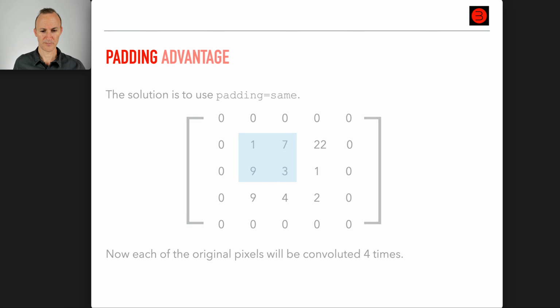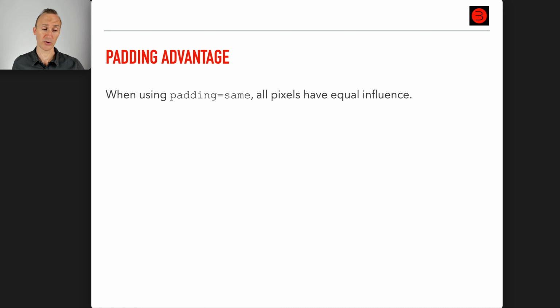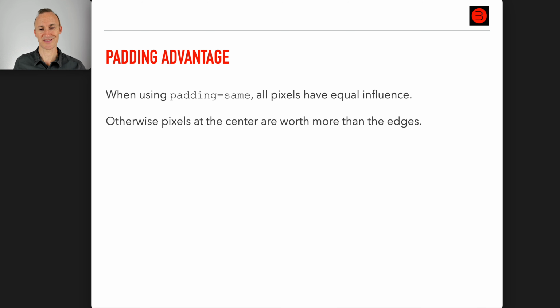Okay? So what's the padding advantage? Well, when using padding equals same, all pixels have equal influence. Relatively speaking, I mean, it's different, I think, when you have a number in the middle and it's next to other pixels, and then the one in the corner when you put an arbitrary border up there. So they're used the same number of times. Otherwise, pixels at the center are worth more than the edges. Why? Well, they show up in more convolutions.